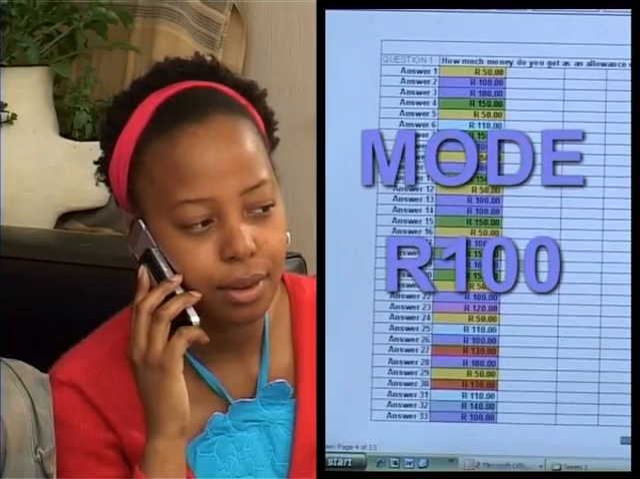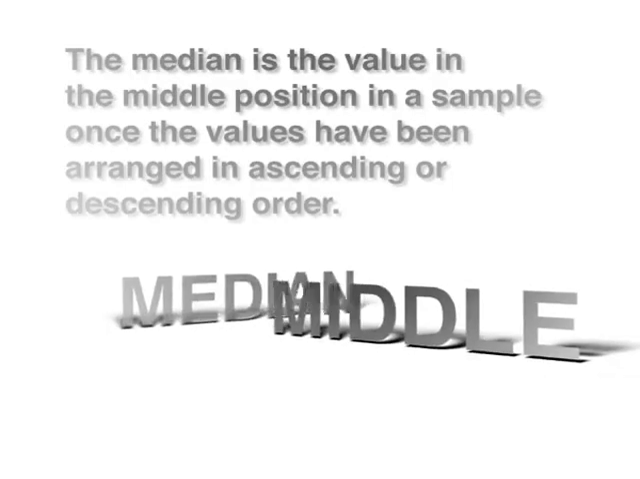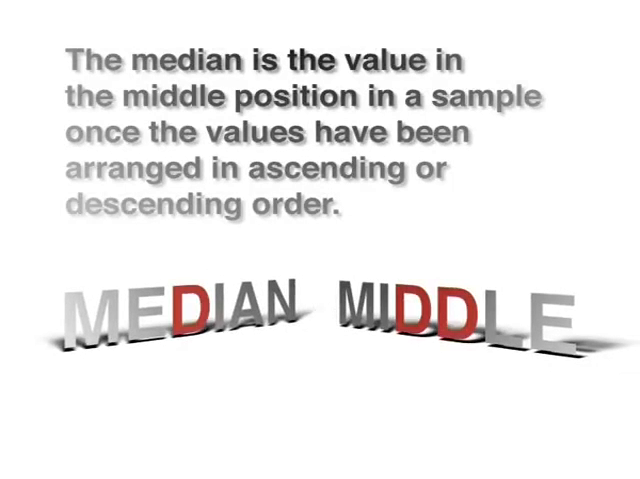That's right. Now I'll tell you how I remember the meaning of the term median. I link the word median to the word middle. They both contain the letter D. The median indicates the middle position in a sample once the values have been arranged in ascending or descending order.